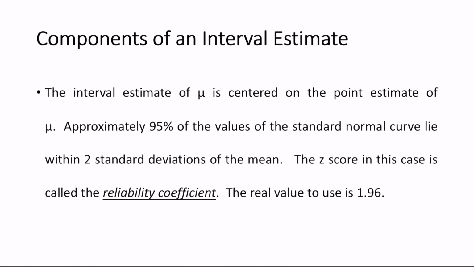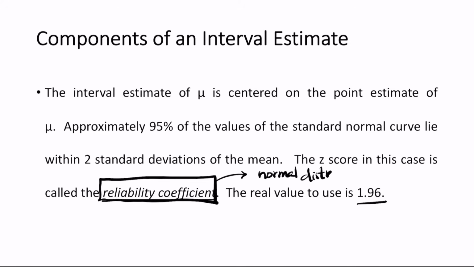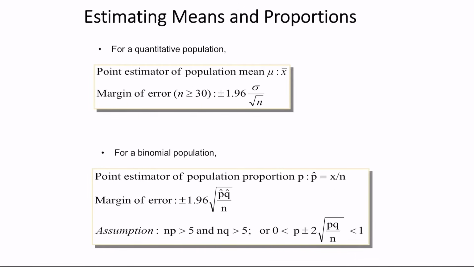So this value of exactly 1.96 is called the reliability coefficient, and this reliability coefficient is generally calculated from the standard normal distribution table. And these are standard values for standard distributions. For example, for 95% the reliability coefficient is 1.96. So you just need to remember that whenever you see 95%, it is plus or minus 1.96.